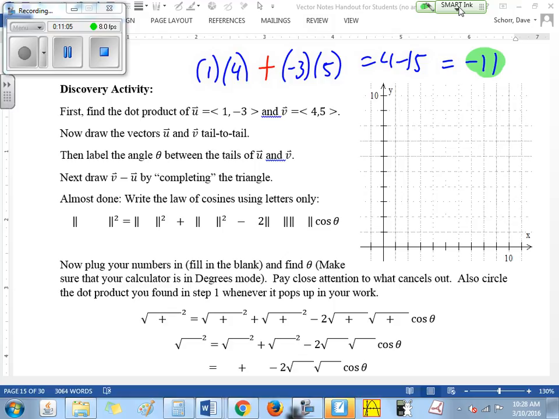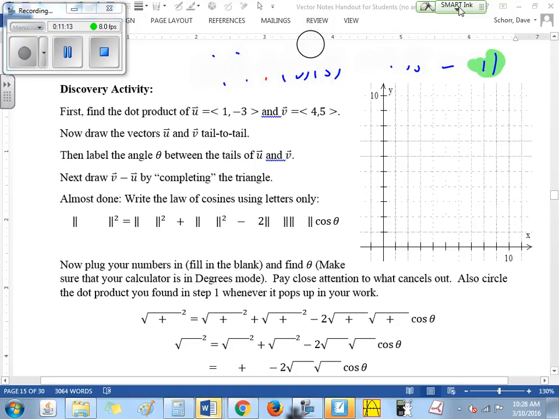Okay? All right. So it says here, first find the dot product, and we did. Okay, so that's done. Now, draw the vectors u and v tail to tail. You're going to have to kind of start not at 0, because you're going to have to go down 3. So, let's just start where we want. Why not start right here? Okay. So, let's draw vector u. It's right 1, down 3. Doesn't really matter where you start, right?